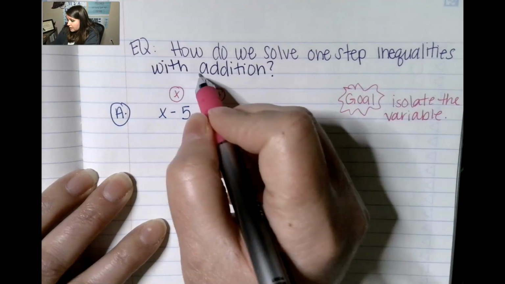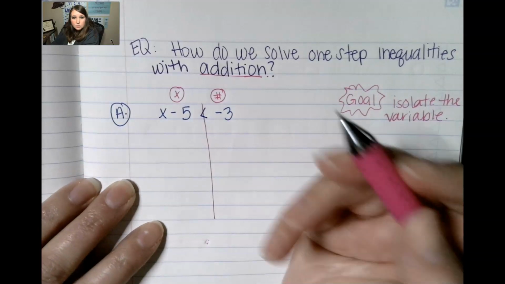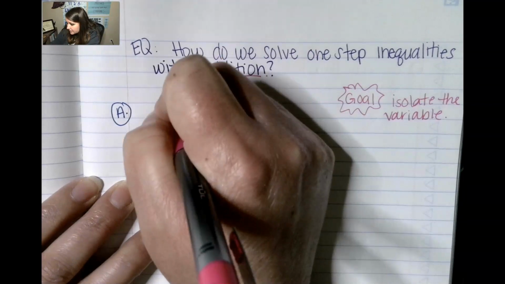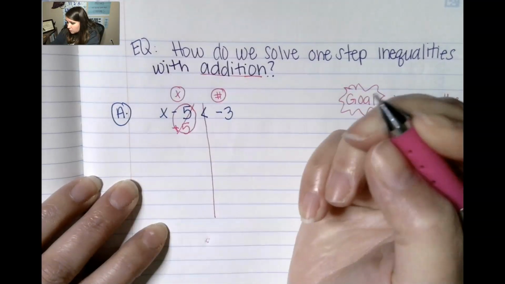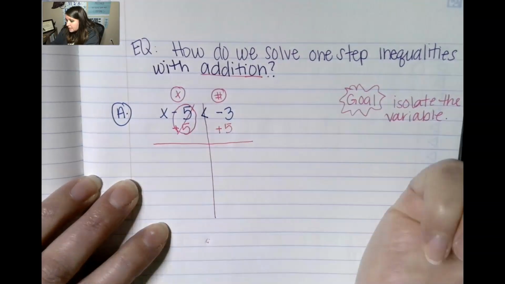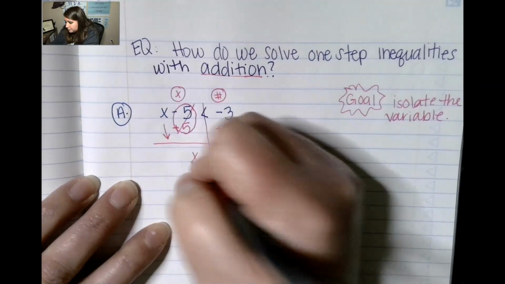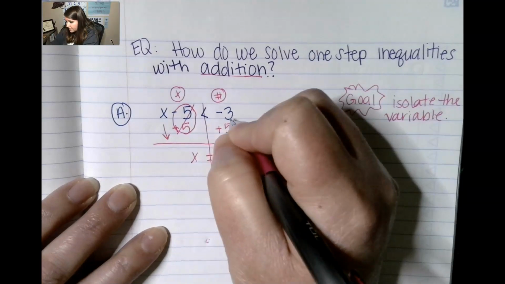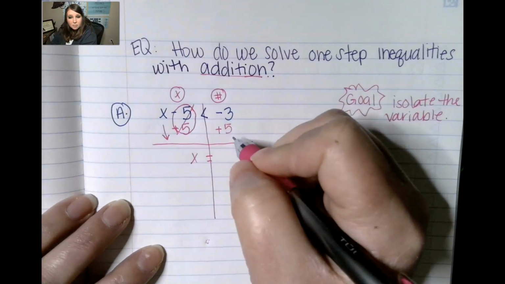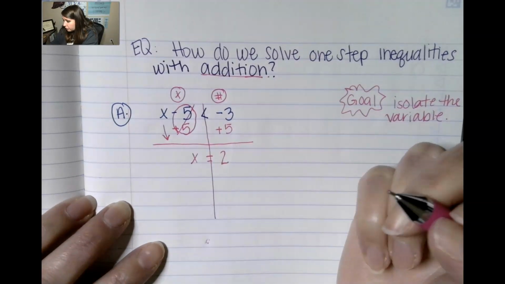So thinking about addition being the opposite of subtraction, we want to add 5. When we add 5, this zeroes out and goes away. And what we do to one side, we're going to do to the other, just like when we're balancing equations. Our x is going to drop down. And now we have -3 plus 5. Well, if I had -3 in the bank and I deposit $5, that means that I have 2 left over.